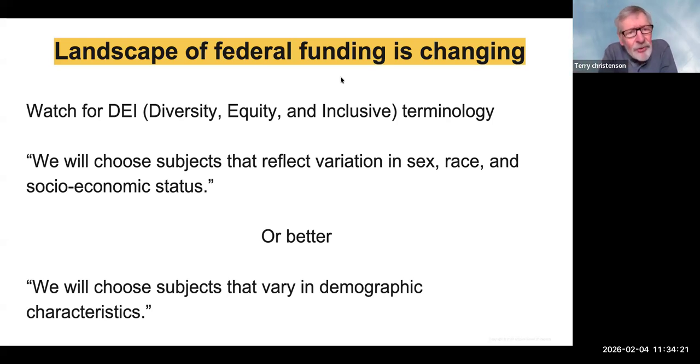So in most cases, we as editors can take care of DEI related language. There are situations, however, in which the nature of the questions is so deeply embedded in these issues of sex, race, and socioeconomic status that we have difficulty.